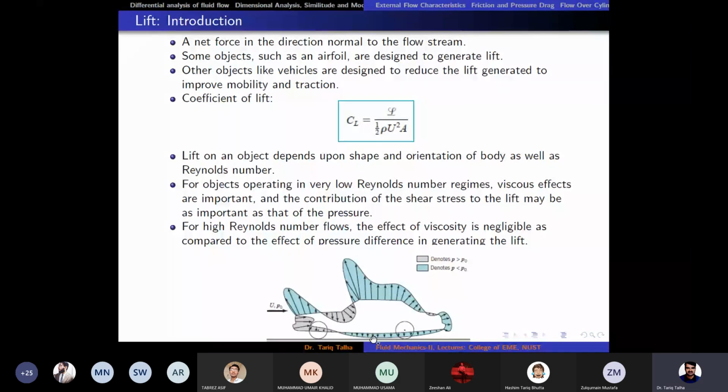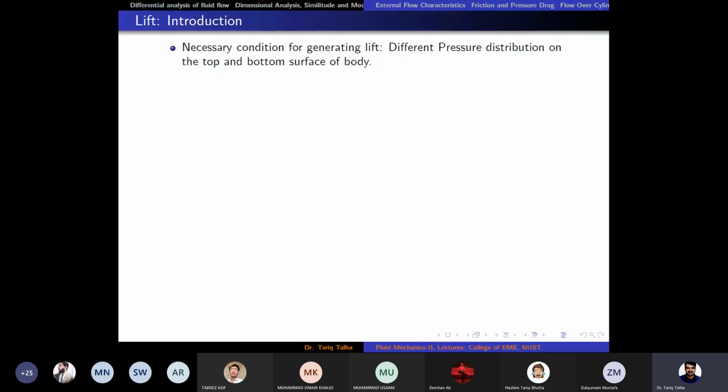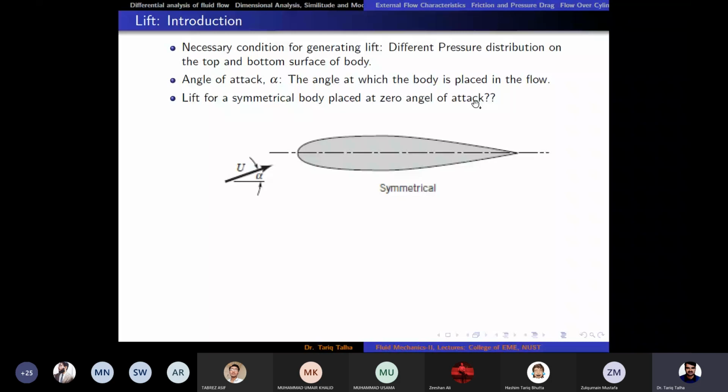Right, so the necessary condition for generating lift is a different pressure distribution on the top and bottom surface, as I have explained. Angle of attack, I have told you, is represented by the symbol alpha, the angle at which the body is placed in the flow. So if the flow is coming from this direction and chord length is this, then alpha is this. So it is telling you that I have tilted this upward, but you can also take it in the other way.